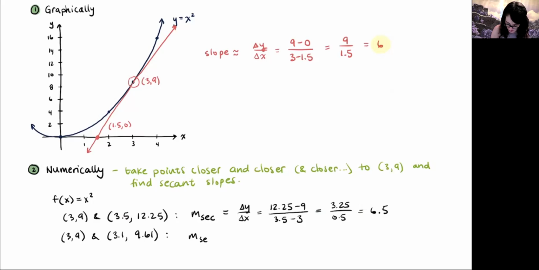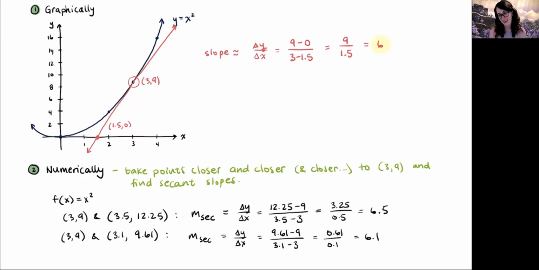Again, we're going to find the secant slope. And again, that is change in y over change in x. This time we'll have 9.61 minus 9 over 3.1 minus 3. Okay, so that's 0.61 over 0.1, and that comes out to be 6.1. So this is an even better approximation of our true secant slope.